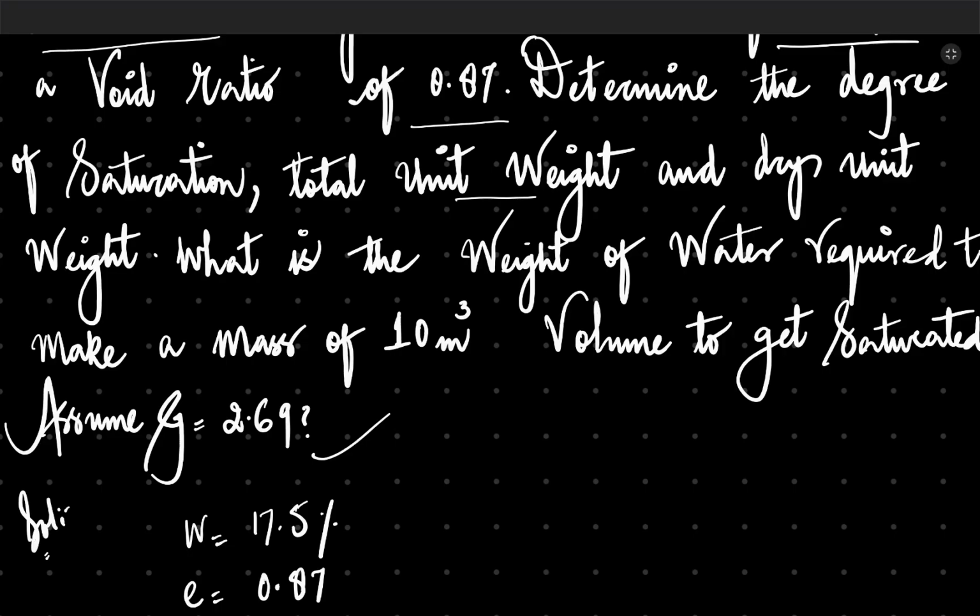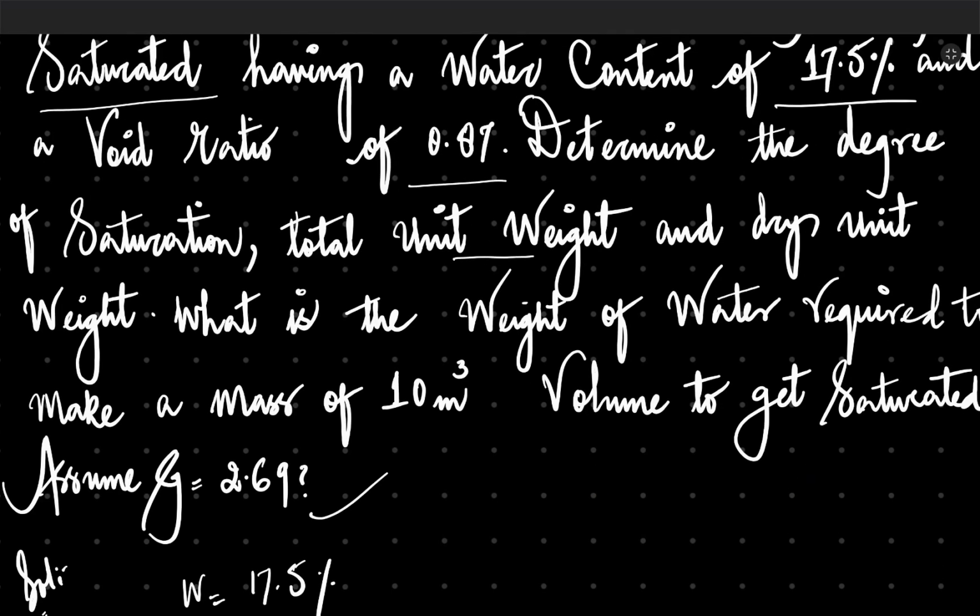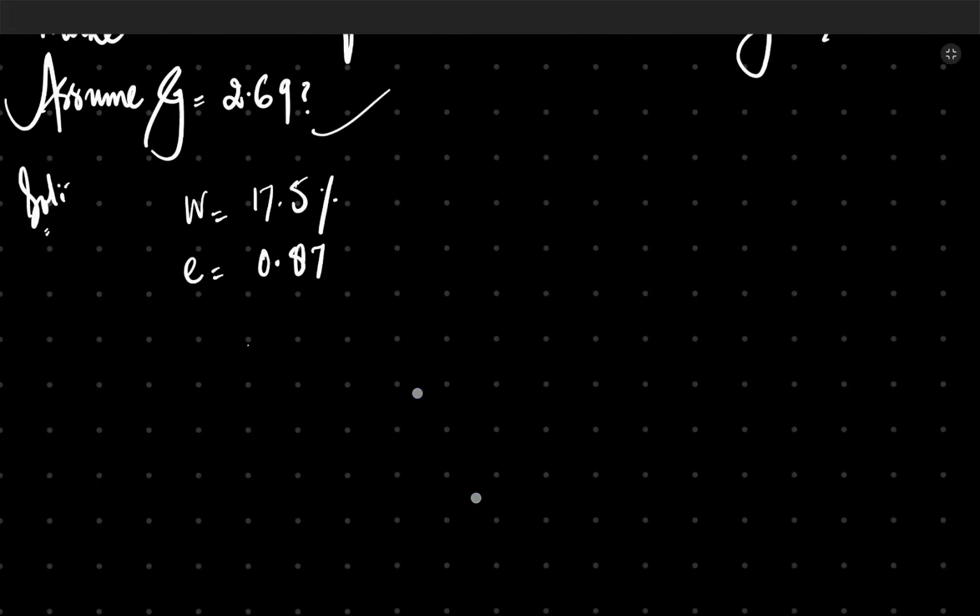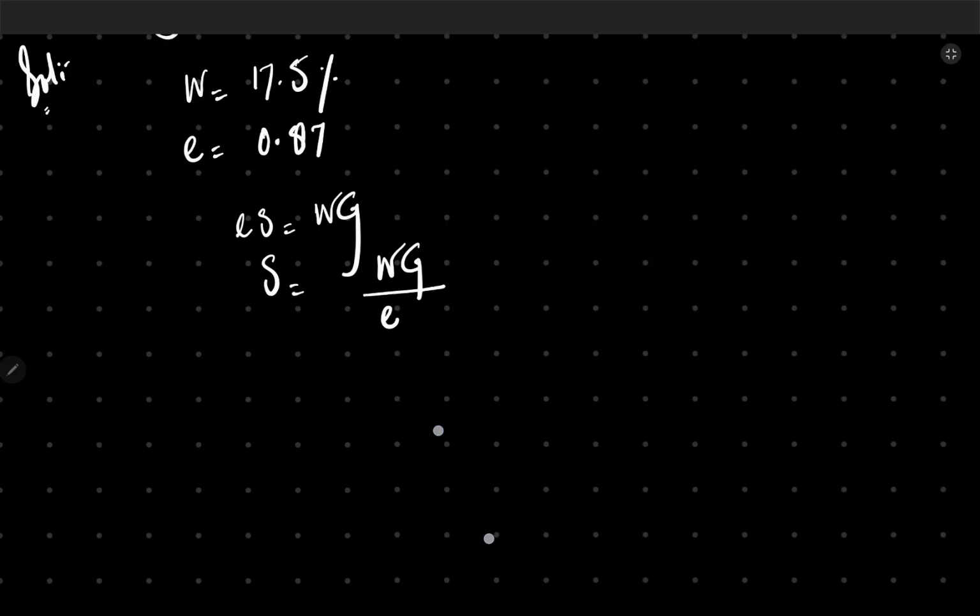So we have been given the water content and the void ratio. We have to determine the degree of saturation, total unit weight, and dry unit weight. So let's start with the degree of saturation. We know the generalized equation e S is equal to w G. That means S is equal to w G divided by e. We have all the three things given in the question.